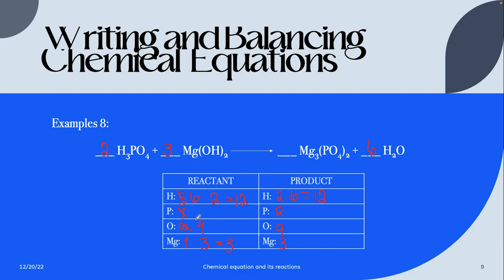So now we no longer have 1 phosphorus but 2. And now our equation is balanced. We have 12 hydrogens on both sides, 2 phosphorus on both sides, 9 oxygens on both sides, and 3 magnesiums on both sides. Okay? Very well. Now let's take a look at another example.